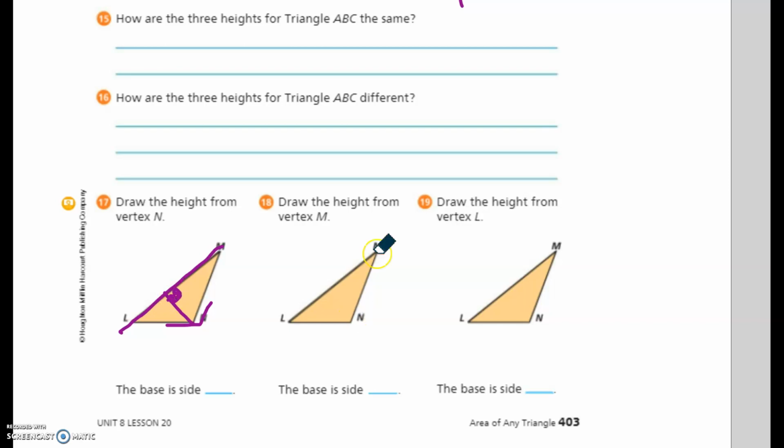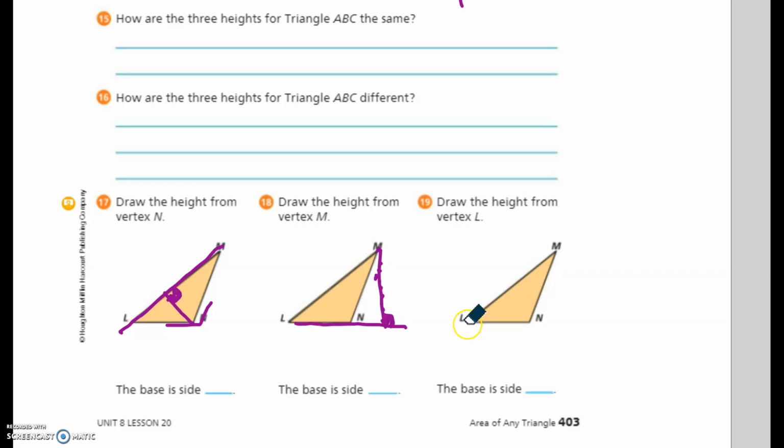Over here, they want us to draw it from point M. Well, if you come straight down to N, that is not a 90-degree angle. But if we extend this out a little bit, I'm trying to draw a dotted line here. Use your imagination a little bit. Here is your right angle. There's your line.